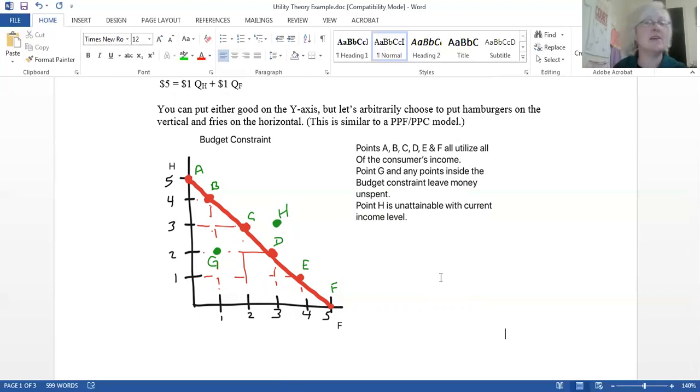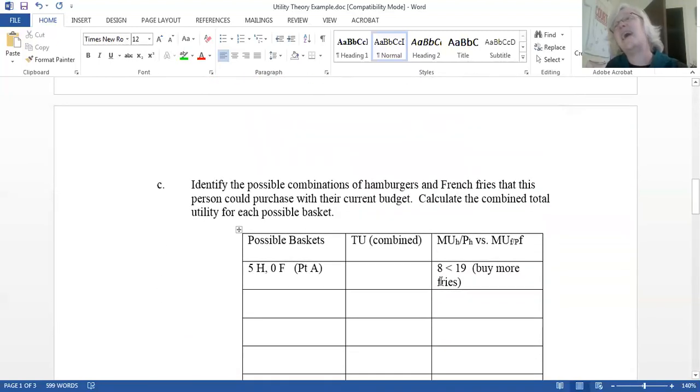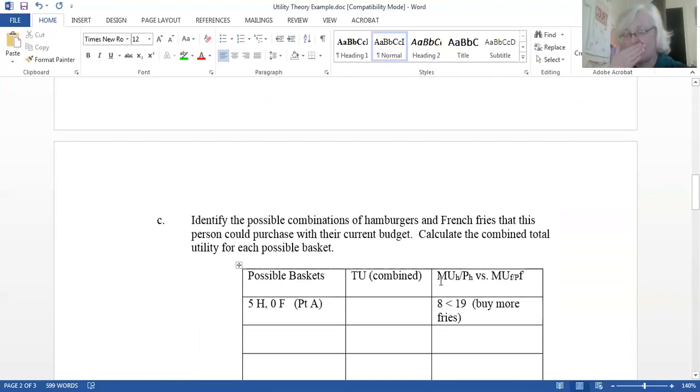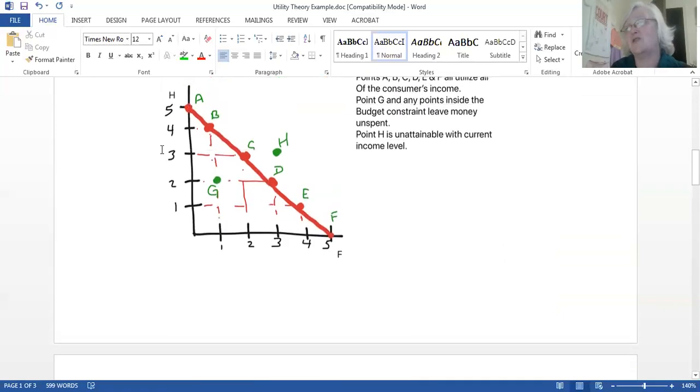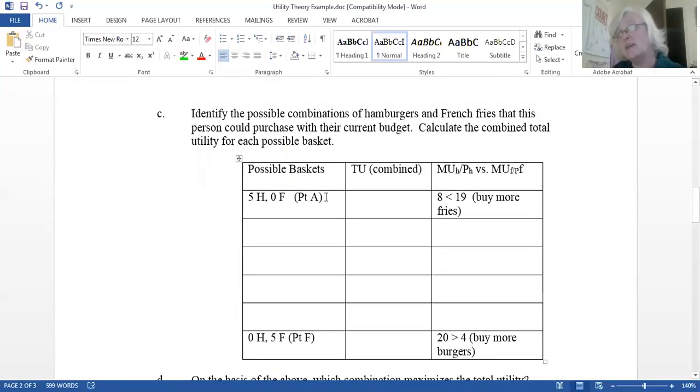If I were to get a pay raise or a fiscal stimulus, for example, my budget constraint would shift outward and H could become attainable in a future period. All right, so now, using that budget constraint and the points I have identified, A, B, C, D, E, and F, I have identified the possible baskets, and what I want to consider is how happy does each basket make me.